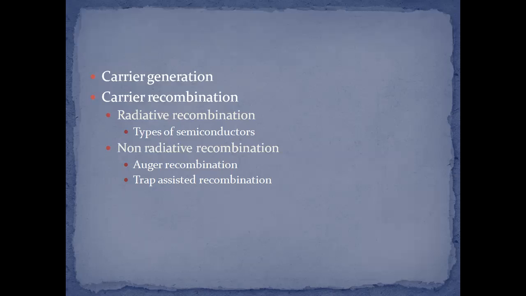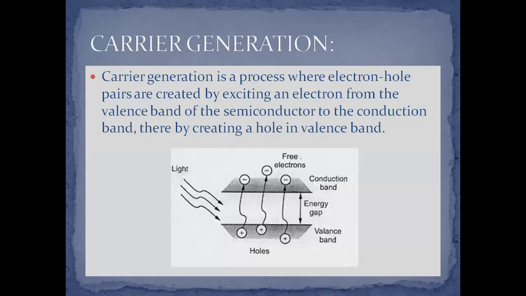Coming to the first, carrier generation, in the name itself we are saying that we are going to generate carriers. How can we generate carriers? When light of suitable frequency or energy is incident on a material, what happens? Electrons in the material absorb that energy and they try to excite from lower energy to higher energy. In case of semiconductors, they try to excite from valency band to conduction band, where they will become free electrons.